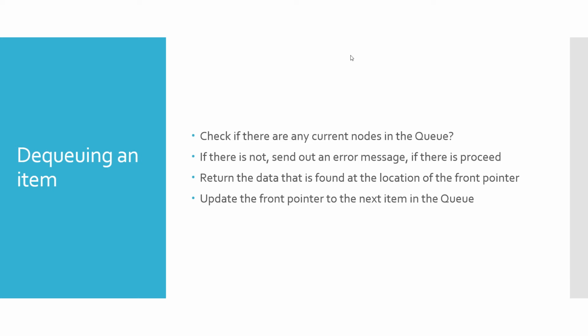So how you do that, you need to return the data that is found at the location of the front pointer. The front pointer should tell you where your first item is. Update the front pointer now to the next item in the queue.